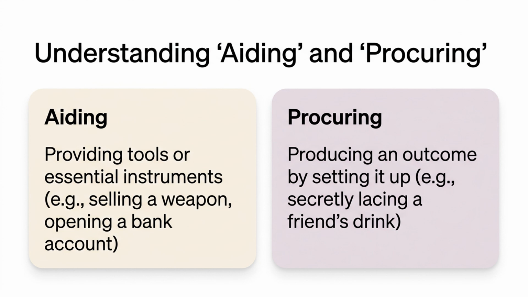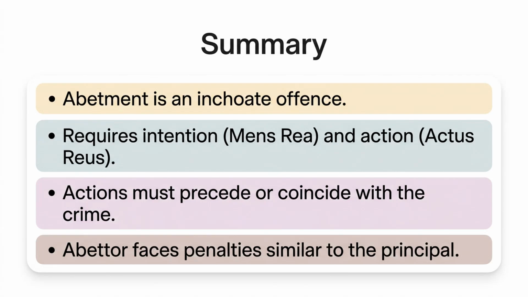Procuring means setting up a situation to ensure a crime happens, like secretly lacing a friend's drink so they unknowingly drive under the influence. To wrap up, abetment is a serious inchoate offense that punishes those who help set the stage for a crime. Remember, it requires both the intent to help and a tangible action that occurs before or during the crime, making the abettor just as liable as the principal offender.